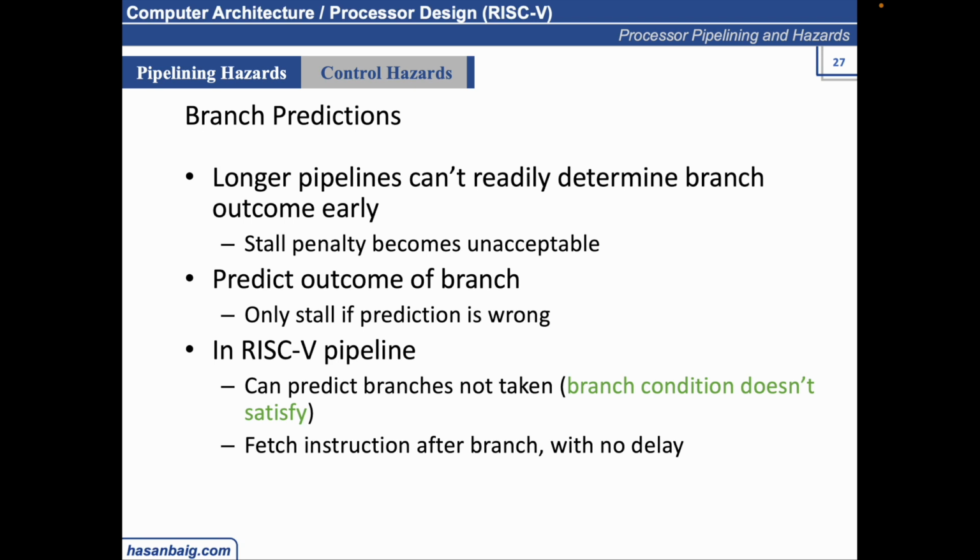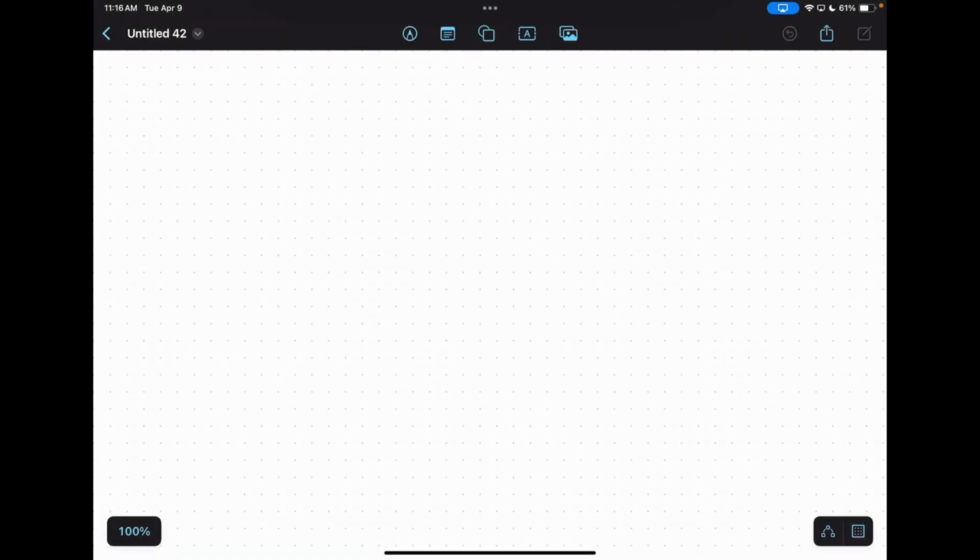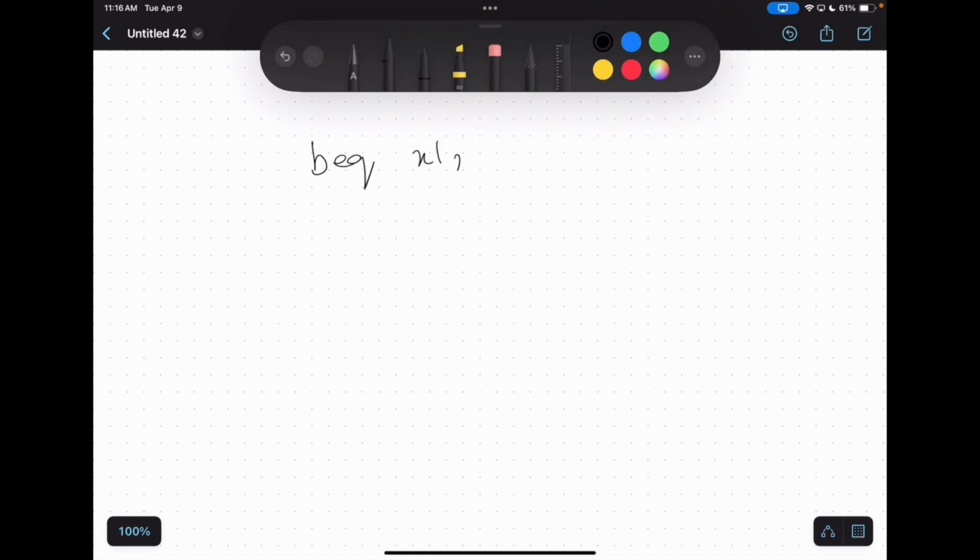Let me go back to the whiteboard. What I was talking about is this BEQ instruction. Let's say we have x1, x2, and then a label, and then the add instruction, or the OR instruction, in order, and somewhere further down we have this label. If we assume that the branch is not taken, then we can execute the next instruction without having the bubble, without having to stall the pipeline for a clock cycle.